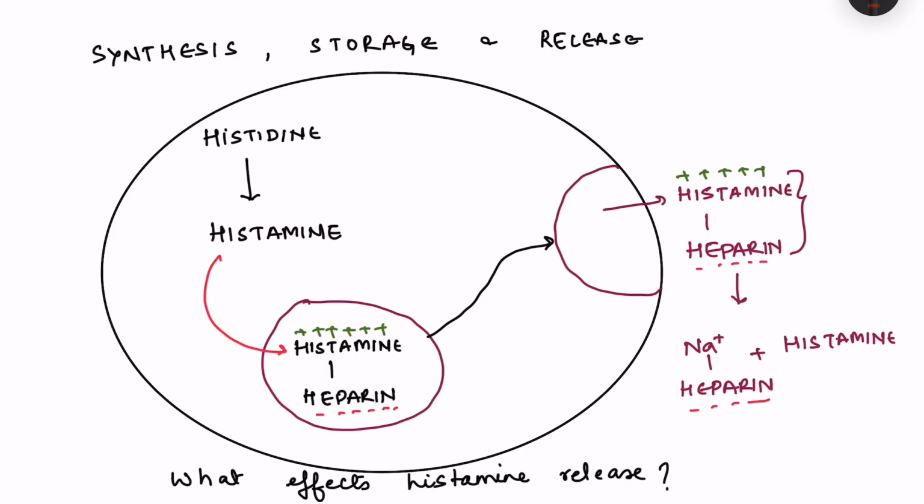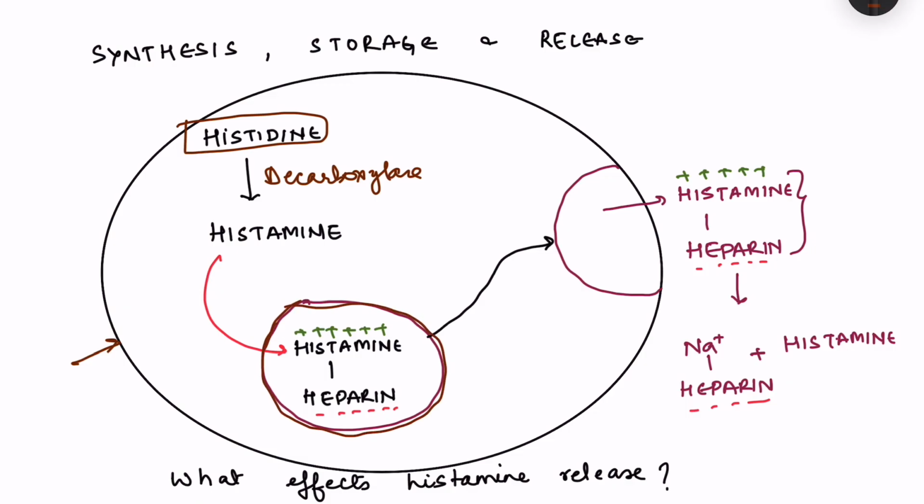So this histamine is synthesized from an amino acid, that is histidine, by the action of an enzyme decarboxylase. So after synthesis from histidine, histamine enters into the mast cell granule. So this lining is showing the mast cell and these are the granules of the mast cell where histamine is stored in combination with heparin.